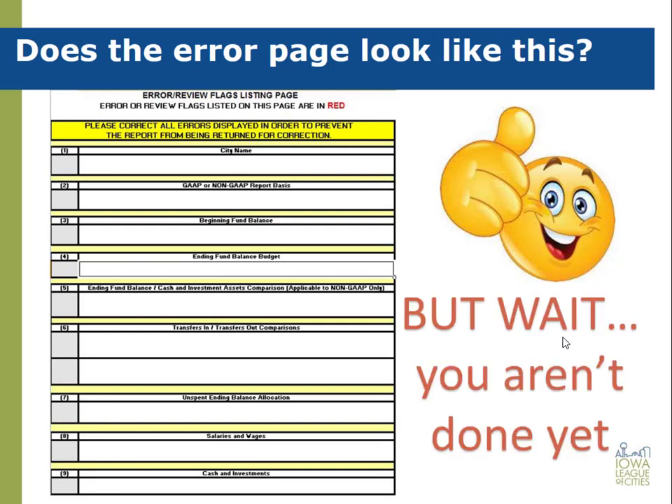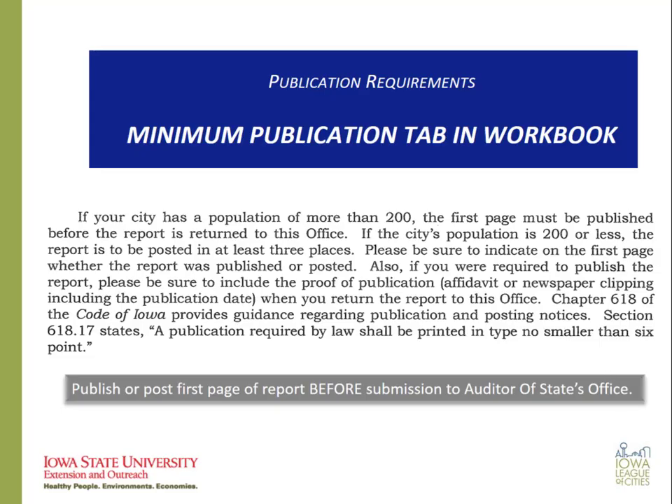But wait, not quite yet. If you look at the tabs on the bottom of your workbook, you will notice that the fourth one over says Min Newspaper. This will help you create the file that you're going to send to the newspaper for publication or that you're going to print out and post. Your annual finance report must be published or posted as required by state law.